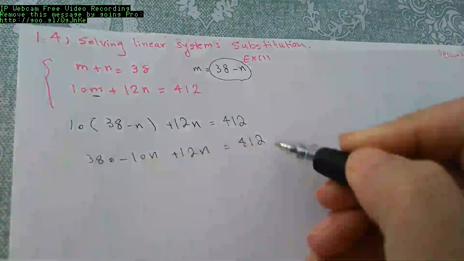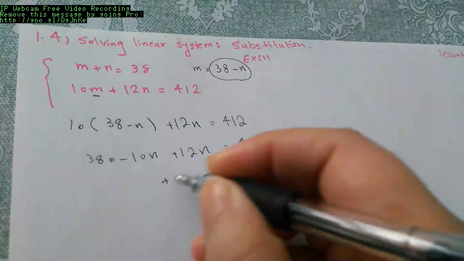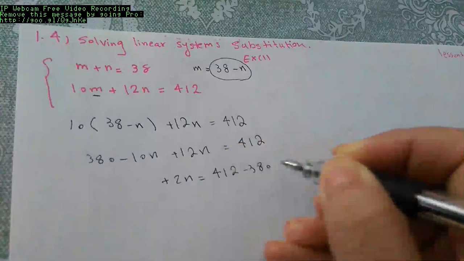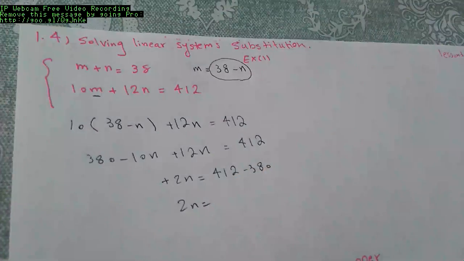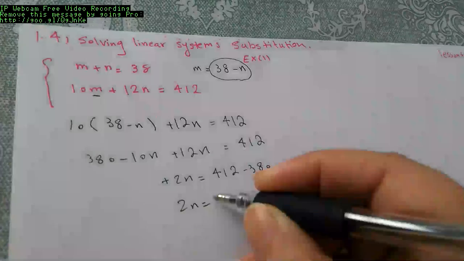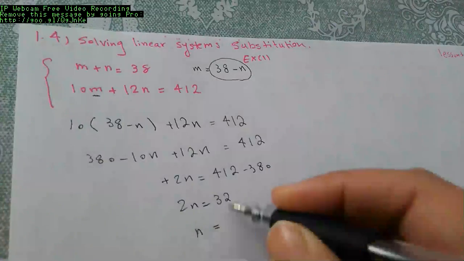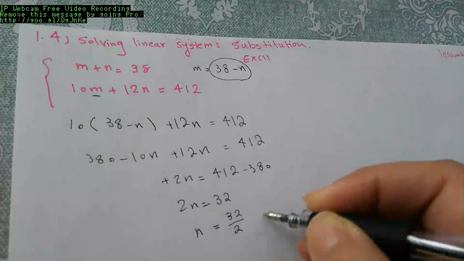So 380, you put it on the other side. Negative 10n plus 12n is going to be positive 2n. 412 minus 380. So 2n is equal to, if I get into the calculator, it's going to be 32. And n is equal to what? 32 divided by 2, which is 16.